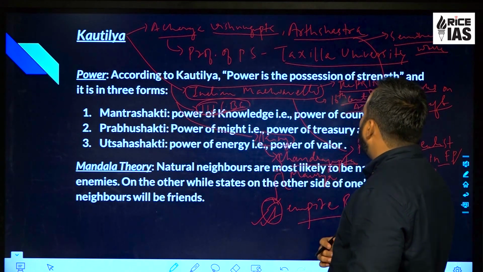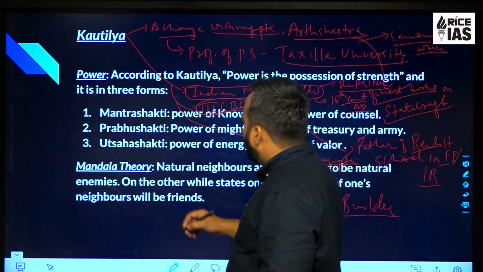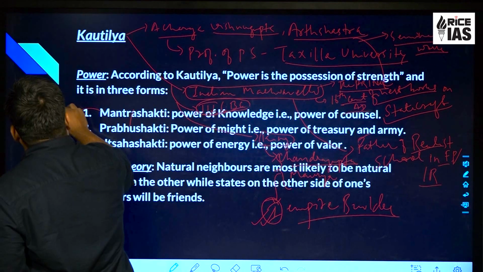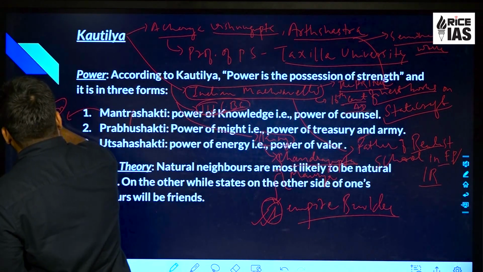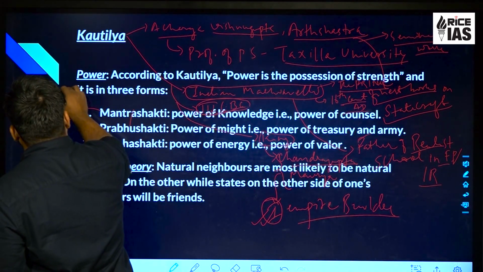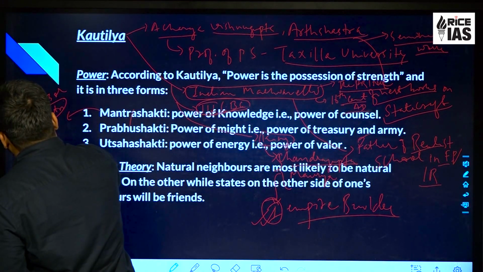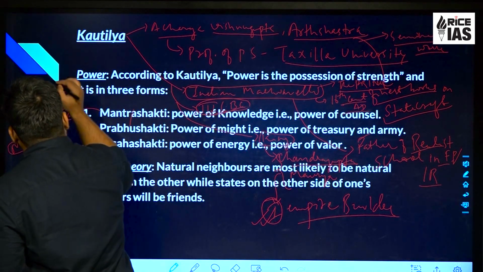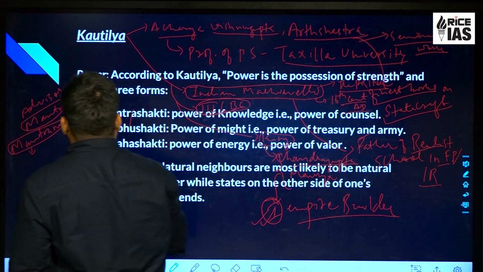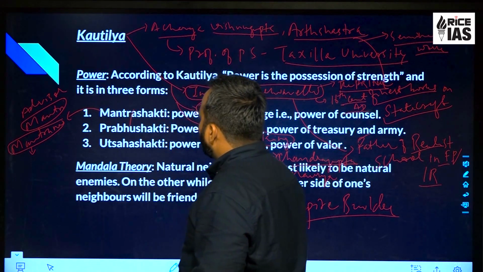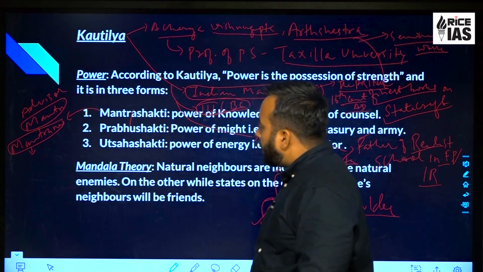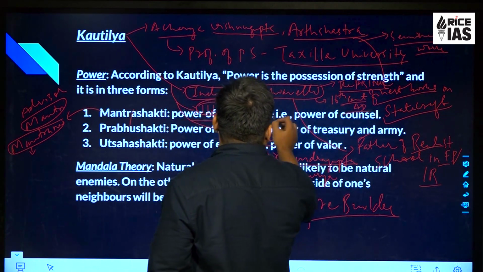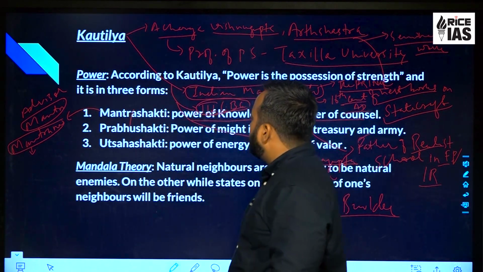Mantra Shakti, power of knowledge, that is power of counsel. From this we have a term called mantri, or a counselor who gives counsel or advisor. And the process of giving the advice has been called mantrana. The aid and advice given to the chief executive, that is the king, that process is known as mantrana. So power of knowledge, knowledge is power, power of counsel.